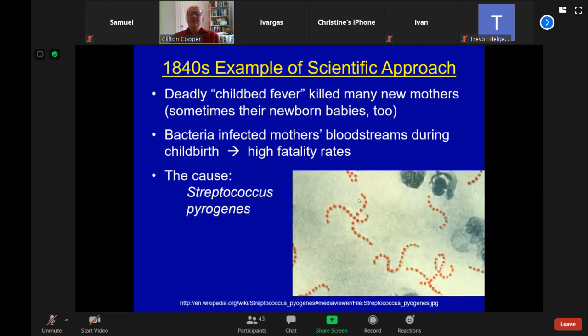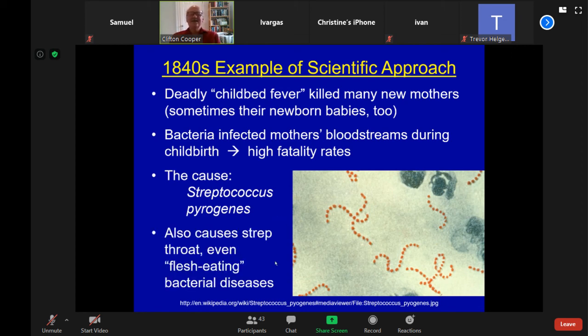And magnified, the strep bacteria look like this. And you'll, in microbiology, get to look at similar things, little chains of these bacteria. This particular kind causes us problems now. People get strep throat from this stuff, which is a serious infection. Even some of the stuff you hear of as a flesh-eating disease is caused by Streptococcus pyogenes.